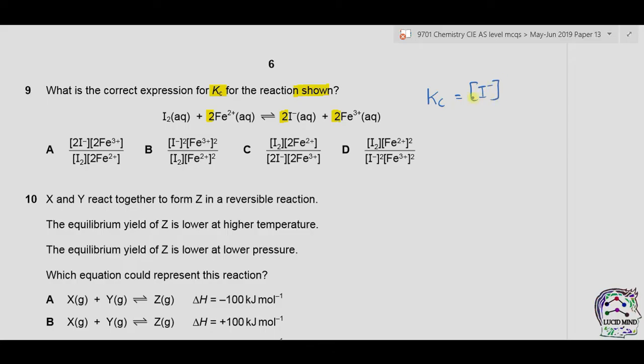For concentration we use square brackets, raised to the power of the number of moles. As it has 2 moles, it will be power 2, multiplied by the second product, which is iron plus 3, its concentration raised to the power of its number of moles, which is 2, divided by the concentration of reactants. First is iodine, so its concentration raised to the power of its number of moles, which is 1, multiplied by the second reactant, which is iron plus 2, raised to the power of its number of moles, which is 2. So among the given options, we can see that B fits the given description.